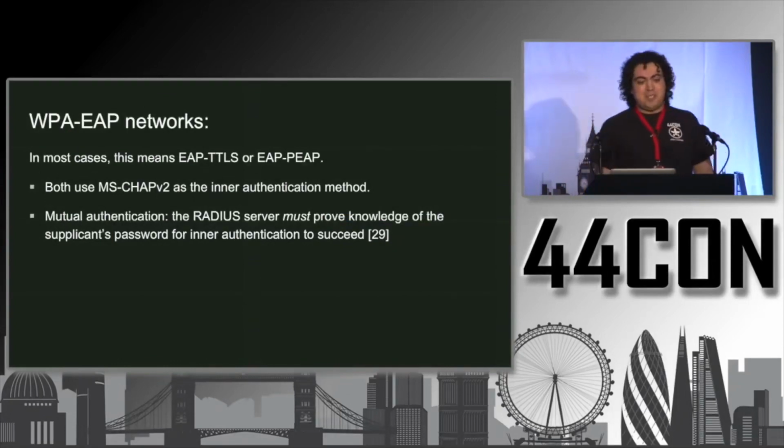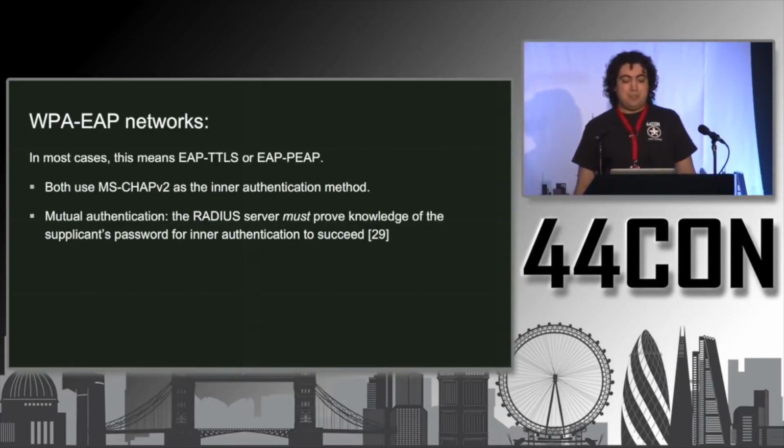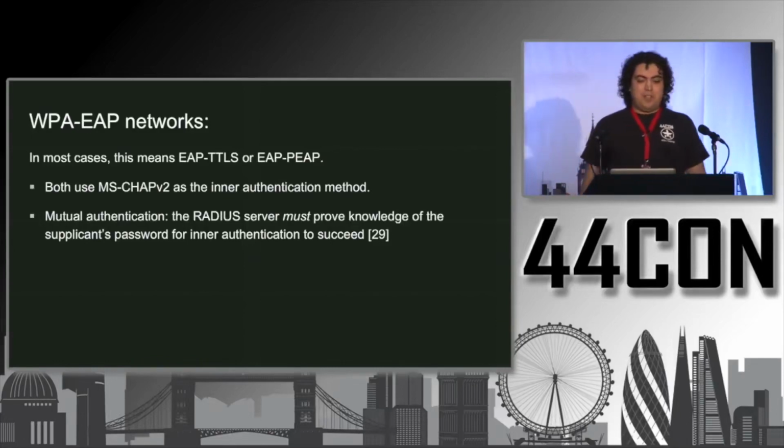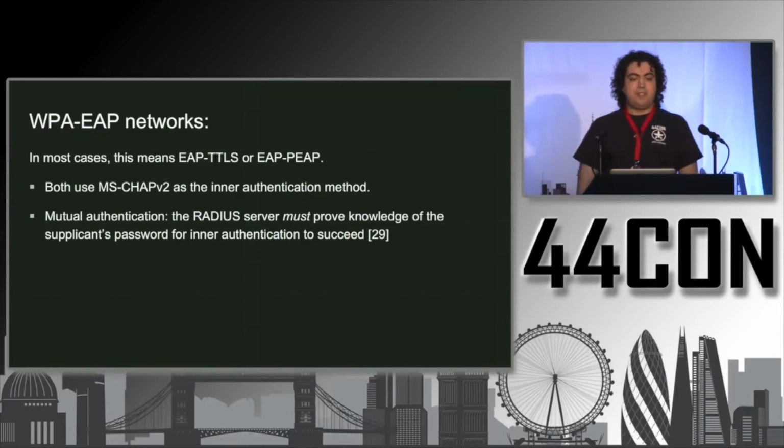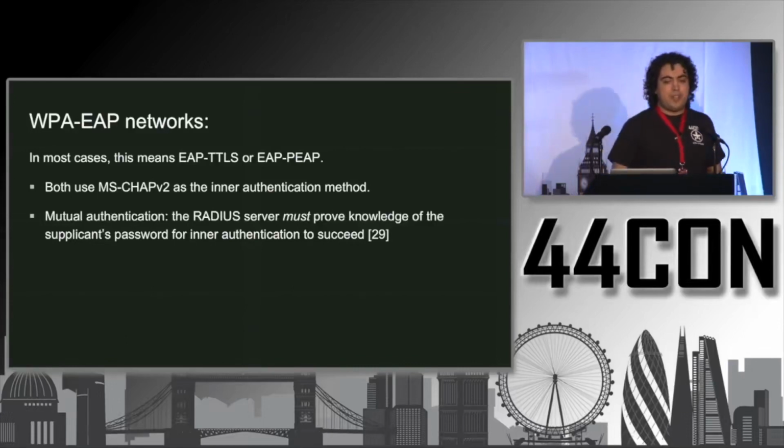But we really want to be able to do it with WPA EAP networks because that's the scenario that we're trying to address here. So in most cases, with WPA EAP, we're talking about EAP-TTLS and EAP-PEAP. Both use MS-CHAPv2 for inner authentication. For EAP-PEAP, it's pretty much guaranteed to be MS-CHAPv2. With EAP-TTLS, you have some more choices, but the strongest one out there is MS-CHAPv2, so that's the one we're going to worry about. So the thing about MS-CHAPv2 is it's a mutual authentication protocol.